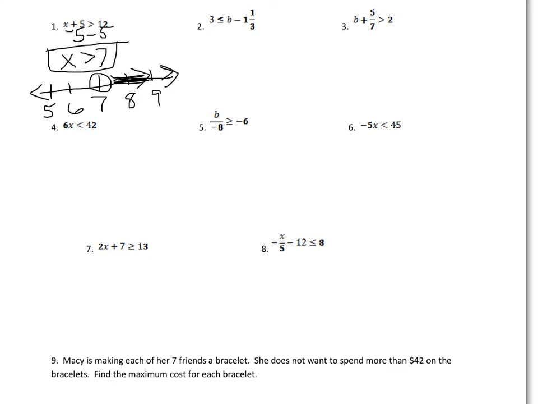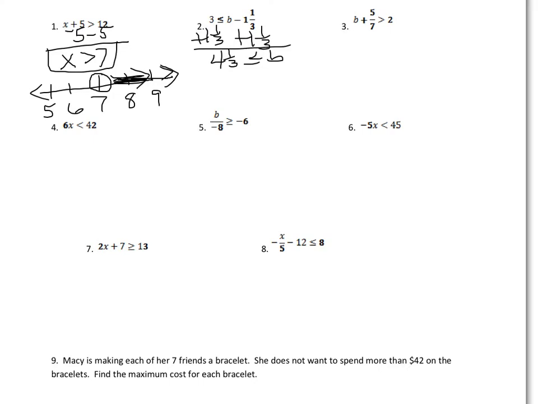Okay. Example number 2, we have 3 is less than or equal to b minus 1 1/3. So we have to isolate b. We're going to add 1 1/3 and we're going to add 1 1/3. So we ended up with 4 1/3 is less than or equal to b.